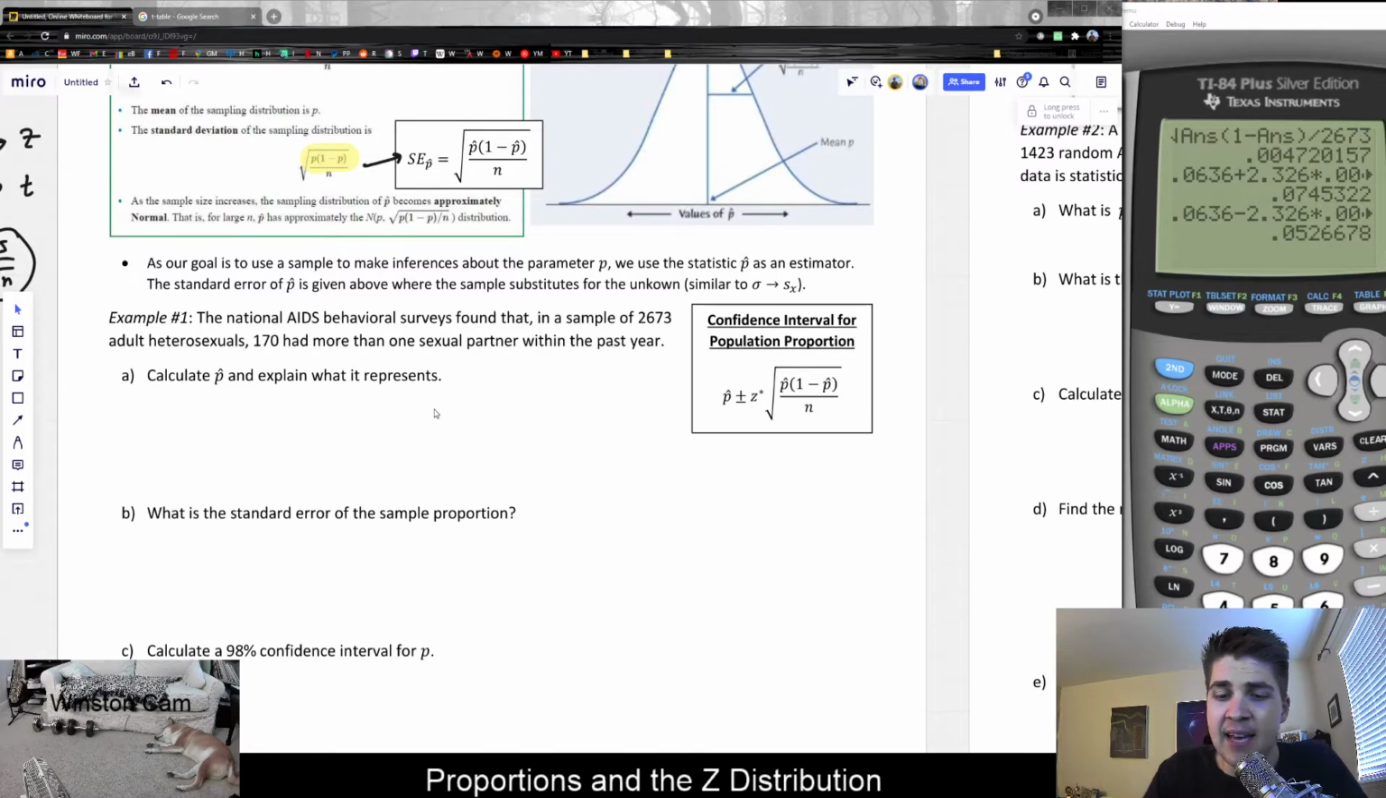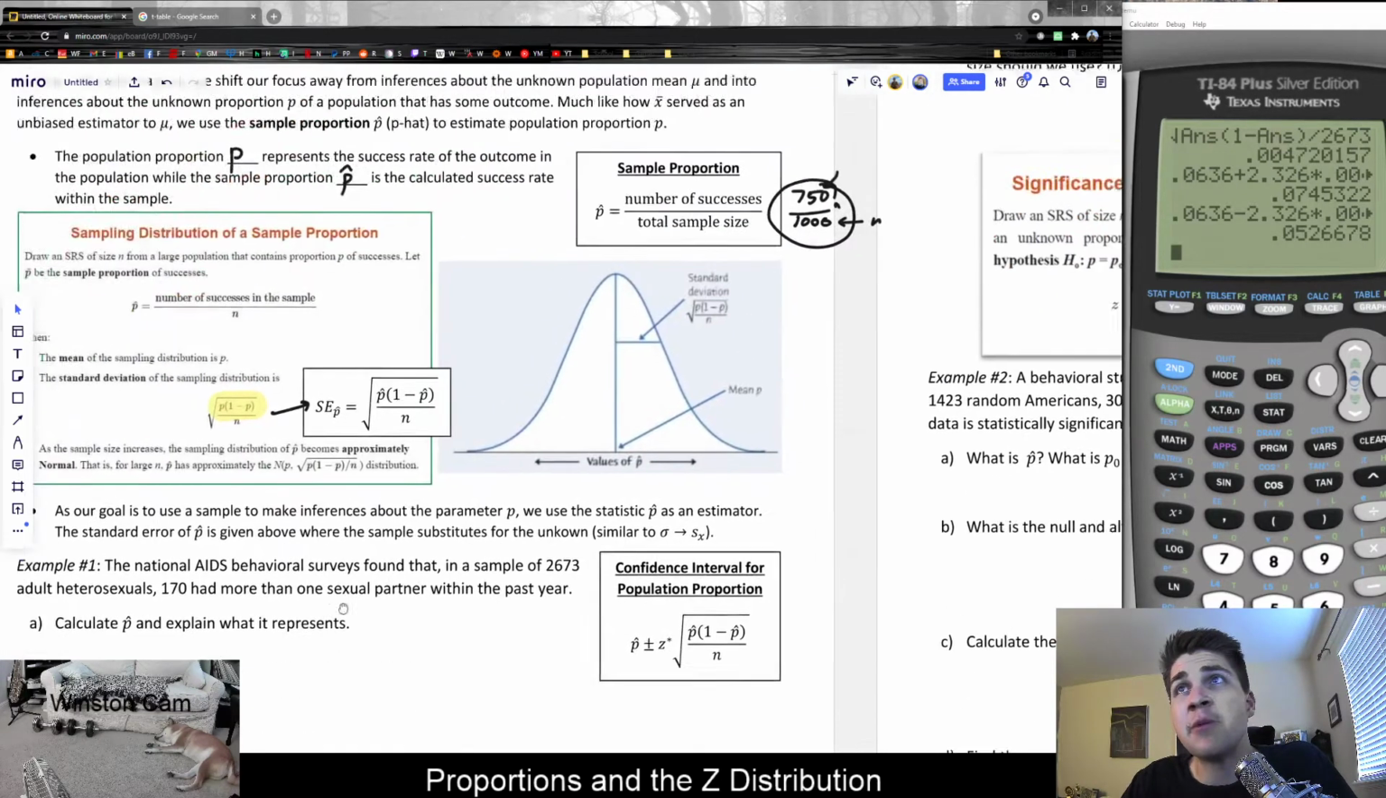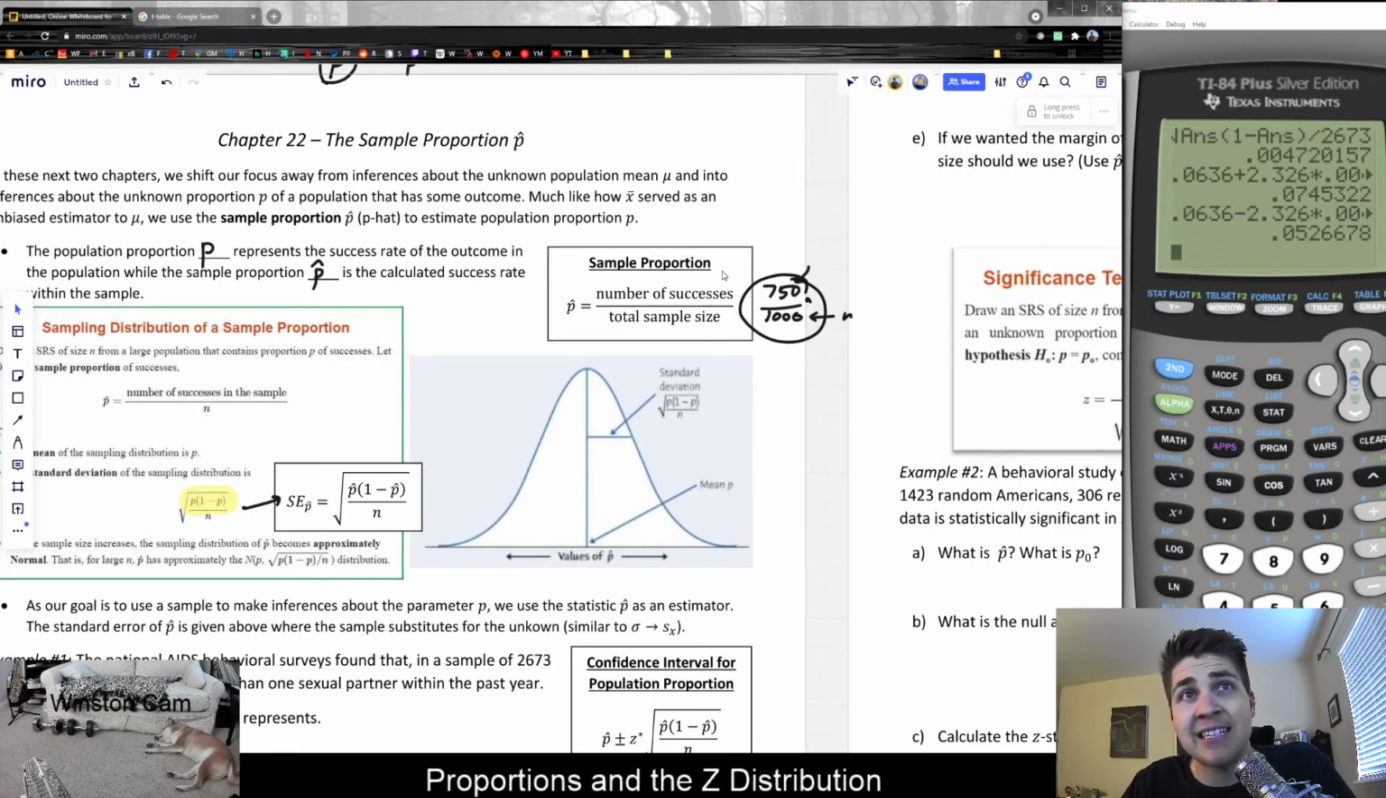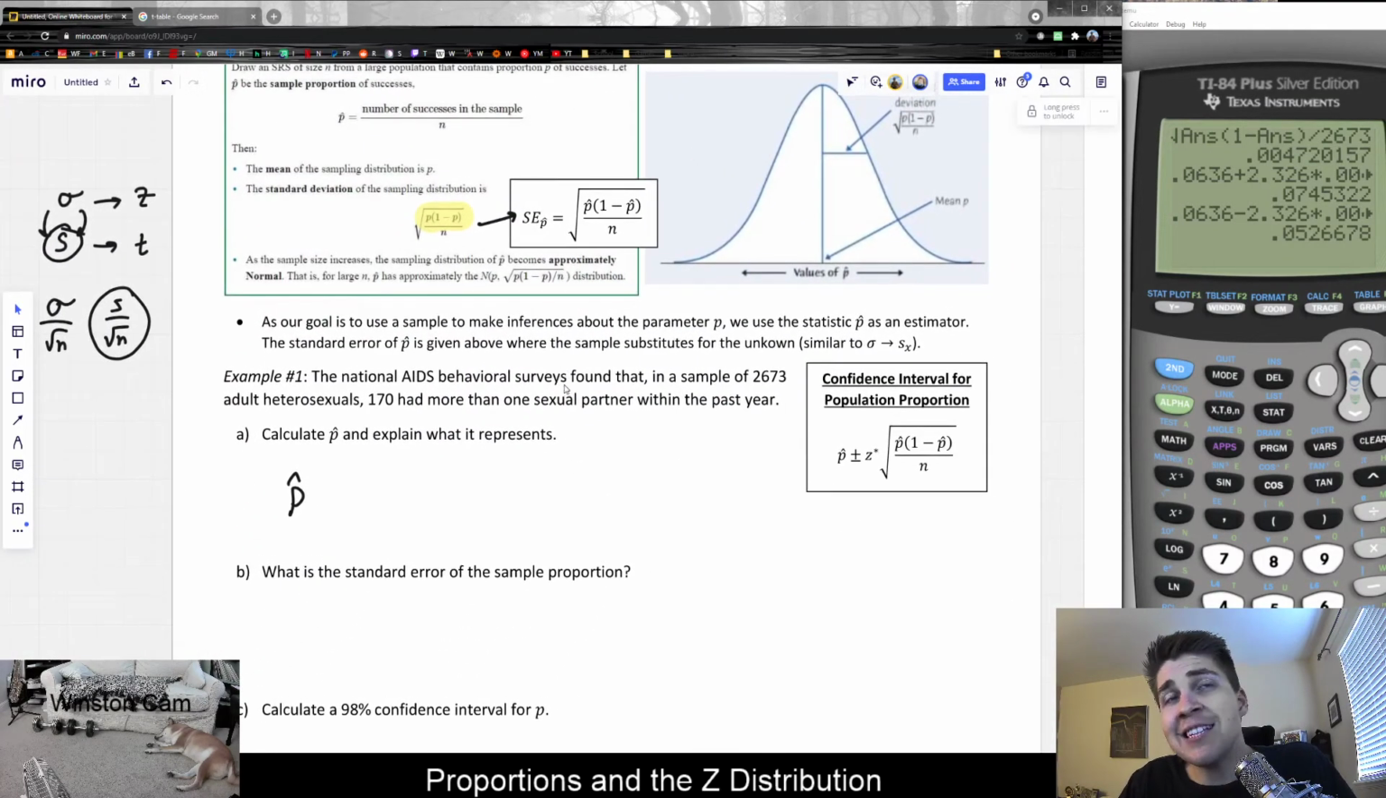And p hat, as you know, is just the data that we obtain in our sample, the number of successes, whatever that means, divided by the total sample size. Usually this number of successes is just whatever we're trying to focus on. So here we'd say that those 170 people are the successes, like they're the people that said yes or no. Again, it's sort of like a yes or no question. It's whoever fits into one bracket.